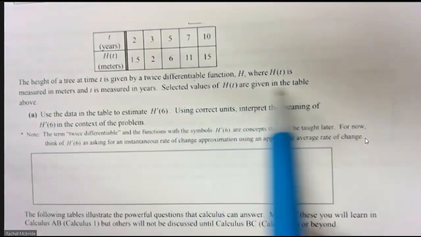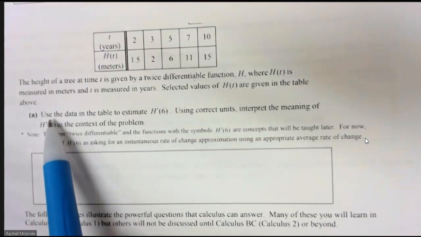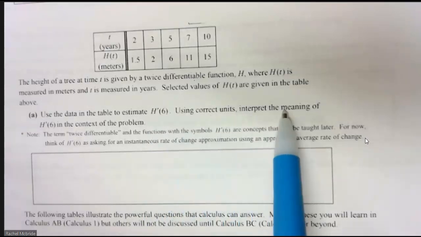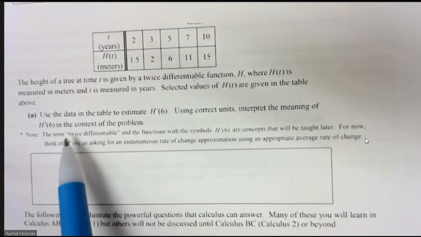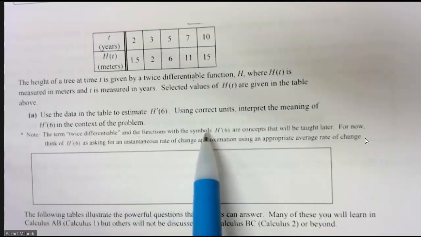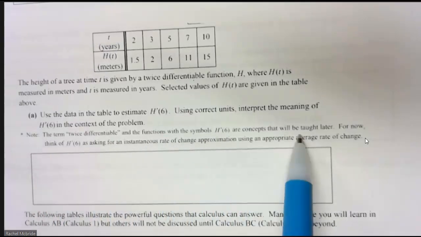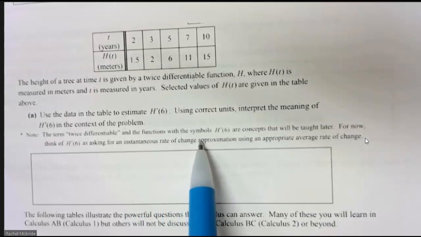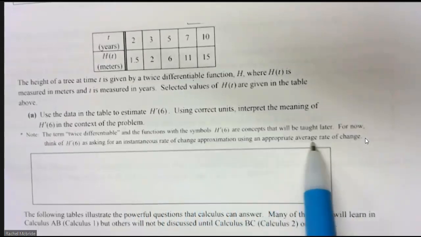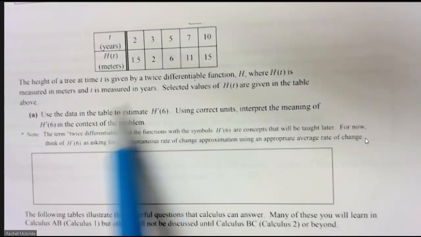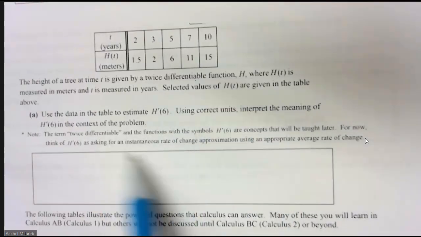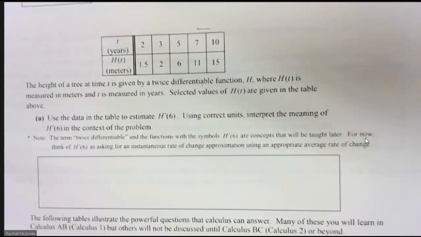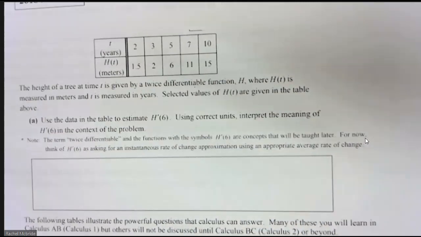Selected values of h of t are given in the table above. Use the data in the table to estimate h prime of 6. Using correct units, interpret the meaning. So the term twice differentiable and the symbols h prime of 6 are concepts we'll be taught later. However, h prime of 6 is like asking for an instantaneous rate of change using the approximate average rate of change because we don't have a function. So without a function, to get the derivative, we're going to approximate using an average rate of change.